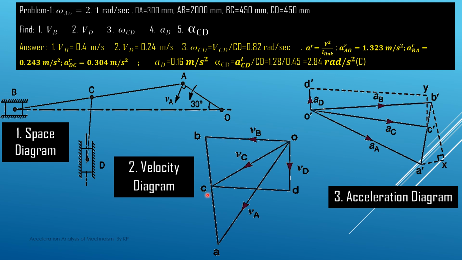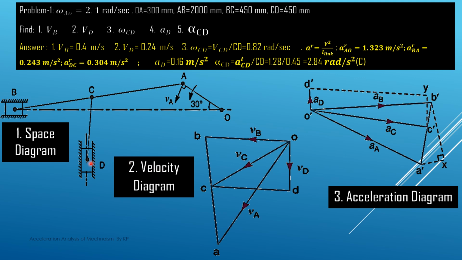When we join B with A, we have the velocity of this B point with respect to point A. Now the location of the C point is given, so on this BA line, we can easily locate this point C. From this C point, we know that the velocity of this D point with respect to point C is perpendicular to the line joining CD. So from this C point, we draw a vector perpendicular to the CD line. We do not know where it is intersecting the other vector.